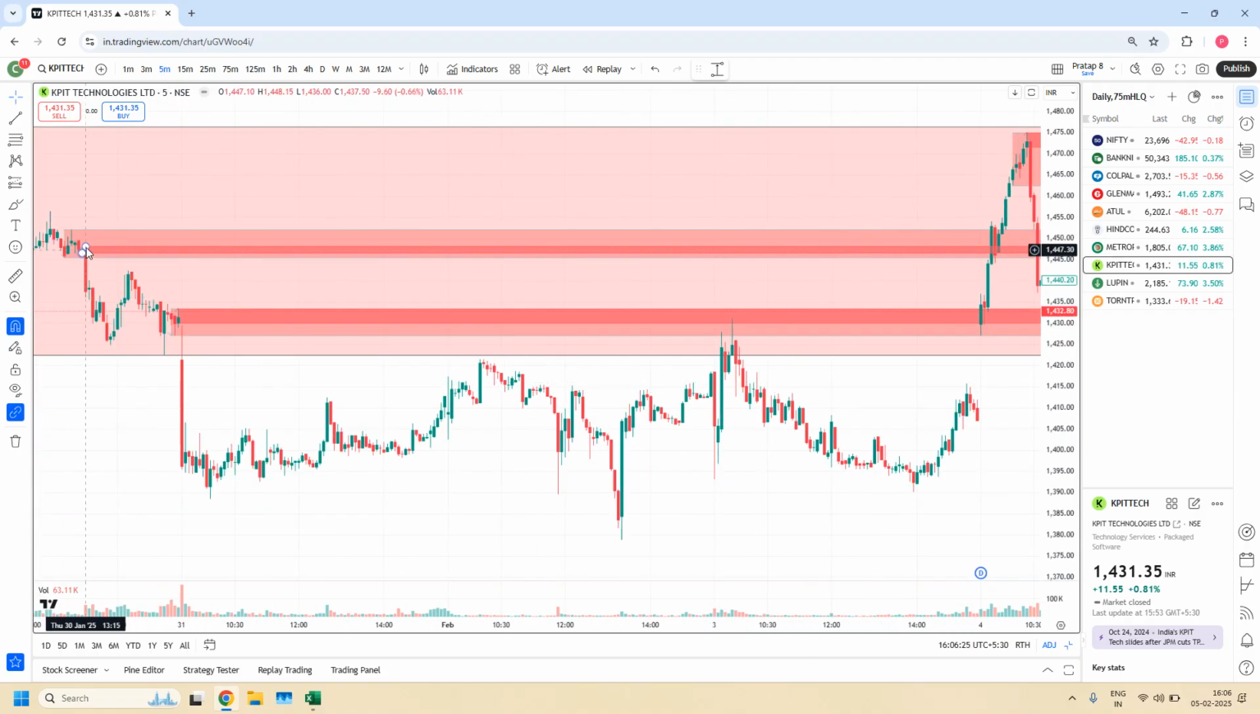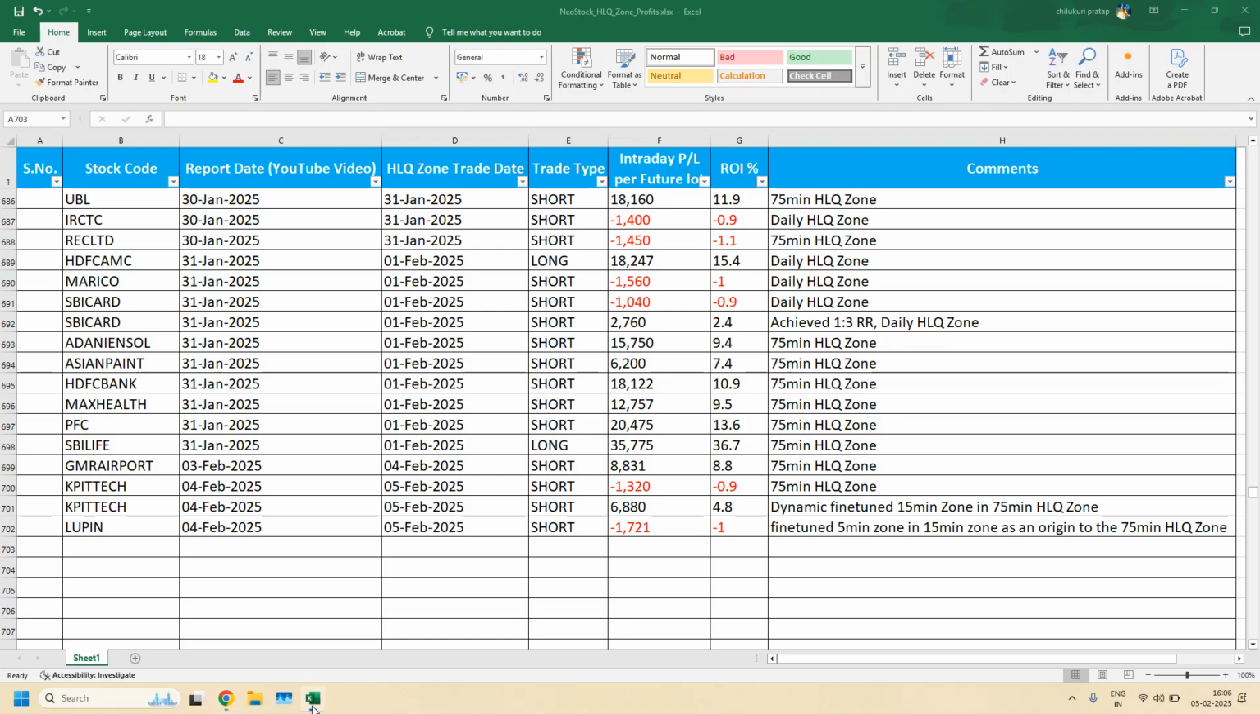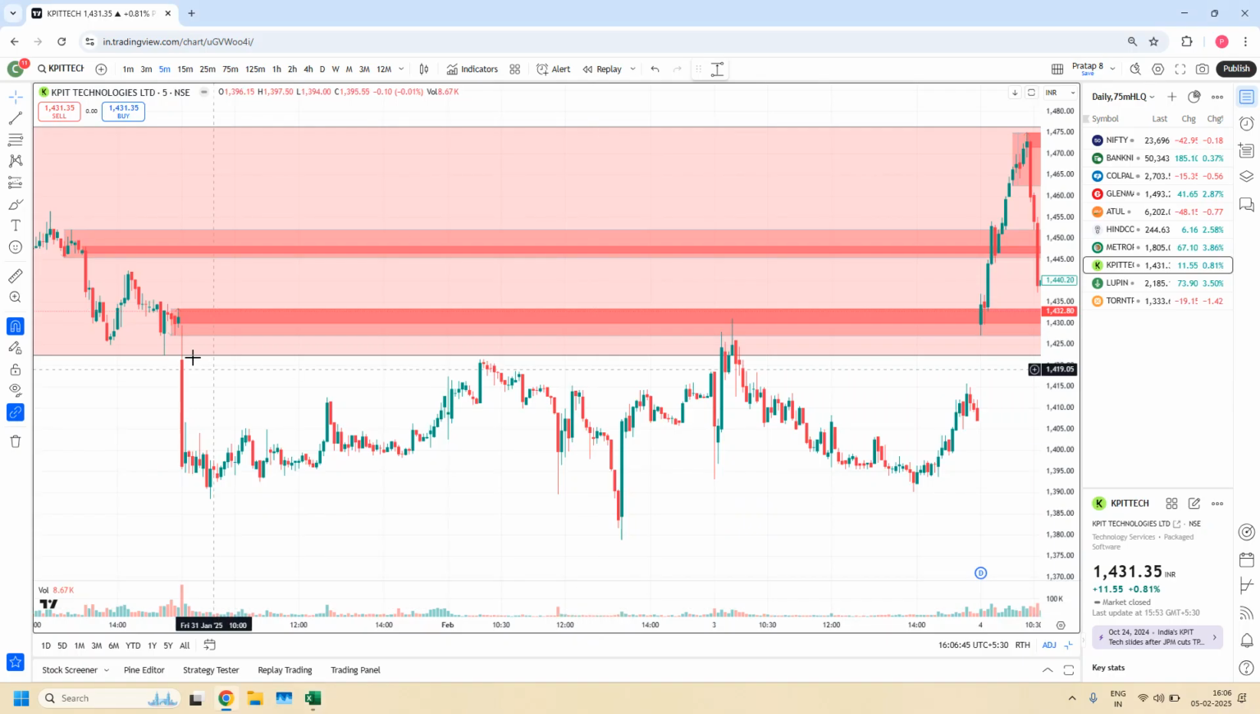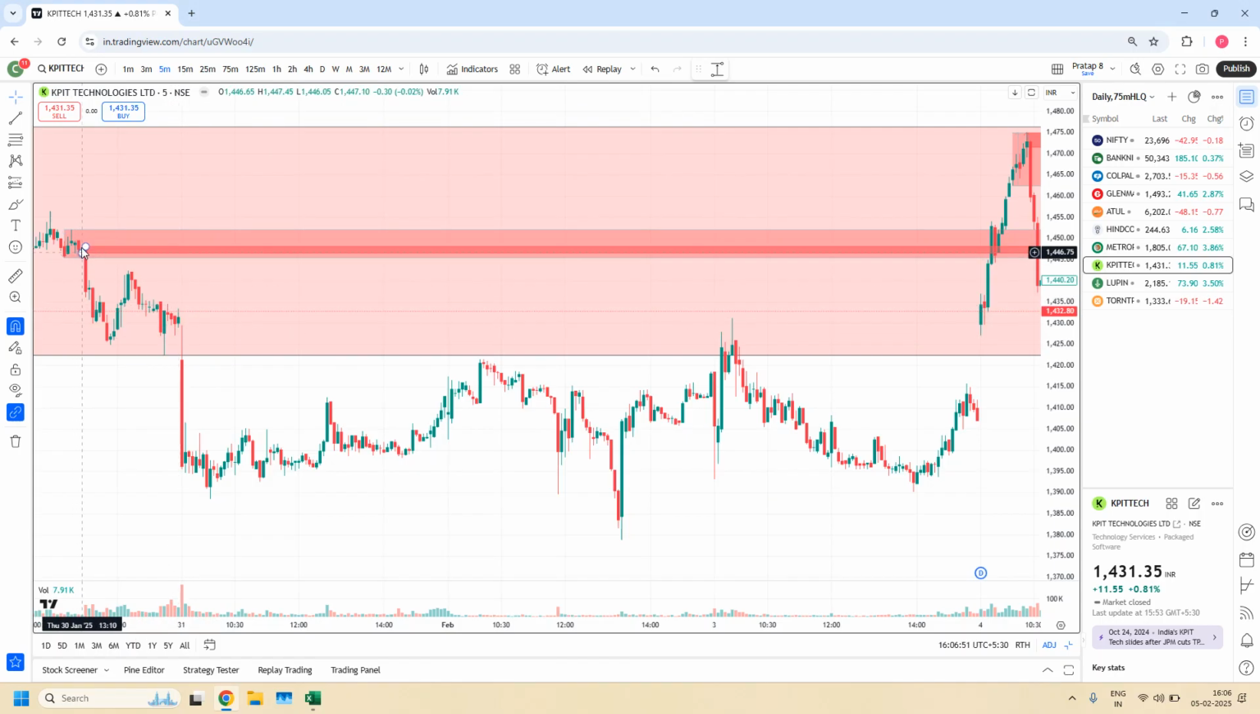Let's delete these. Before that, let me tell you how much loss we got from the stopped out trade. KPIT Technologies, the stopped out trade, has given a 1,320 rupees loss, which is 0.9% negative ROI as per one futures margin cost. Okay, for better clarity, I am deleting these zones so that you get clarity about the dynamic zones.